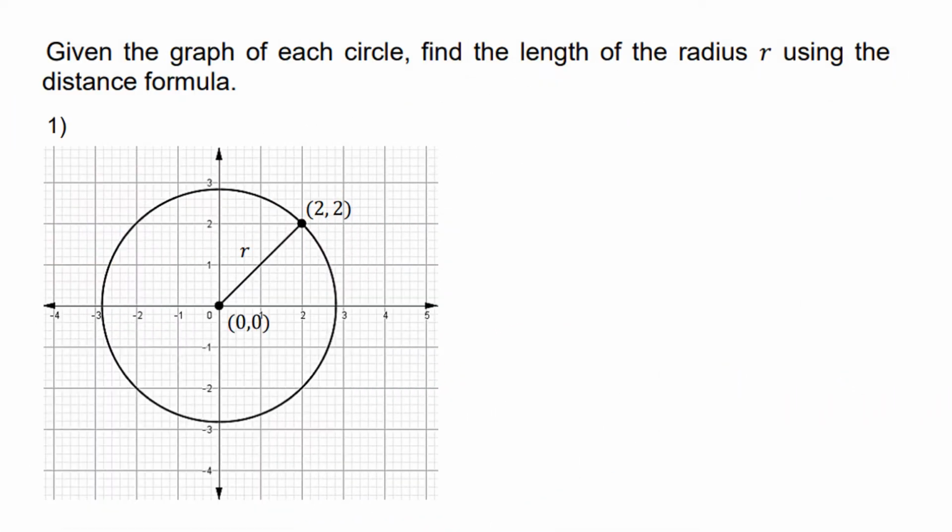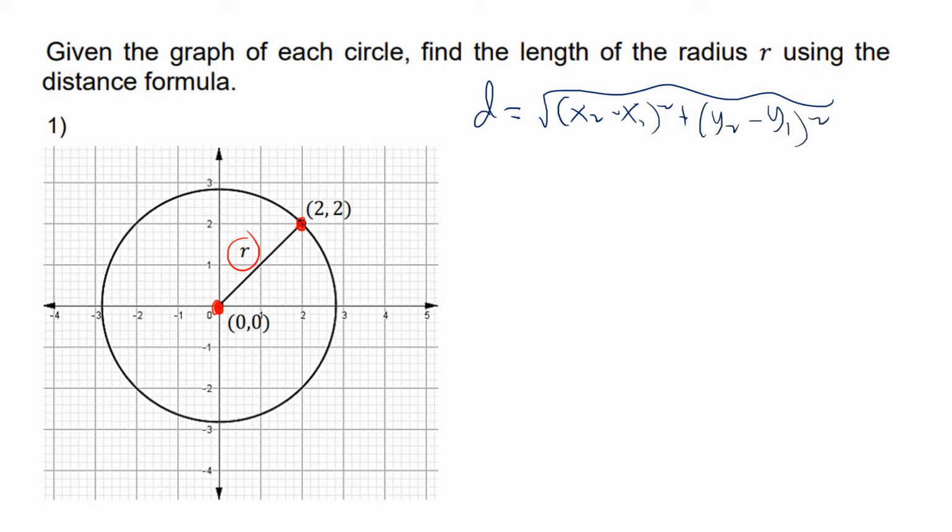Alright, suppose we are given the graph of a circle. We want to find the length of the radius r using the distance formula. Here we have the coordinates of the origin, which are 0 and 0, and the coordinates of a point on the circle, which are 2 and 2, and we want to find the length of the radius r. The distance formula, if you recall, d is equal to the square root of (x sub 2 minus x sub 1) squared plus (y sub 2 minus y sub 1) squared.